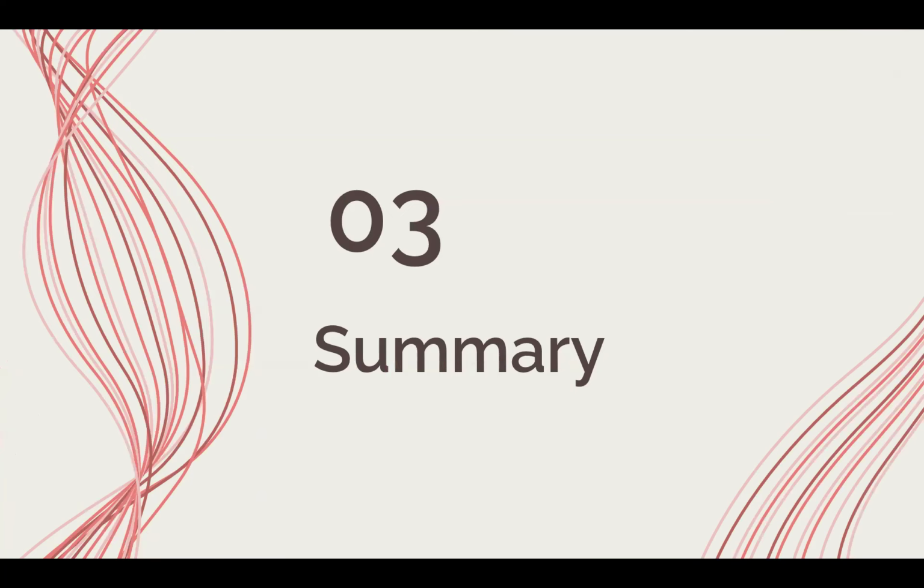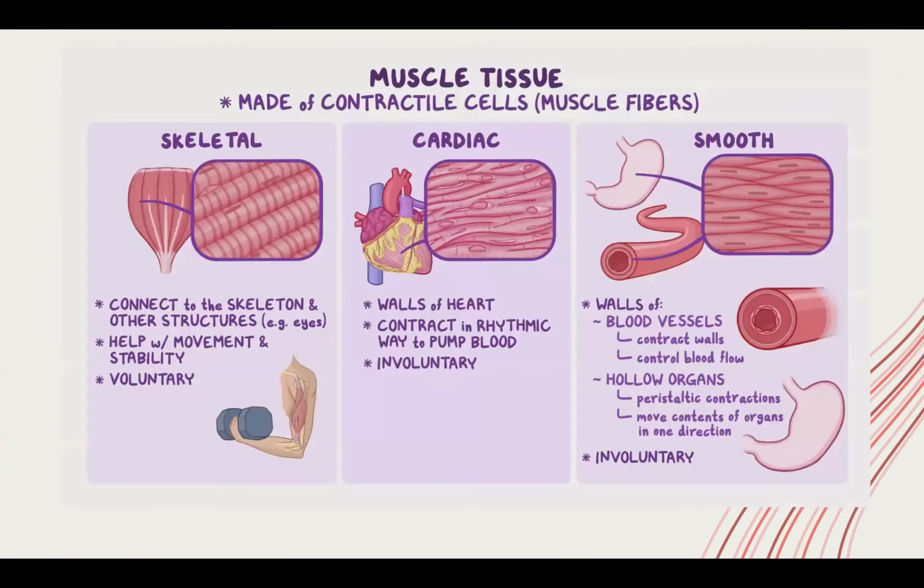So now we are going to talk about a brief summary of these muscle tissues. We talked about three main types: skeletal, cardiac, and smooth muscles. Skeletal muscle connects to the skeleton and other structures through tendons, and helps with movement and stability. It is the only one that is voluntary, unlike both cardiac and smooth muscle.